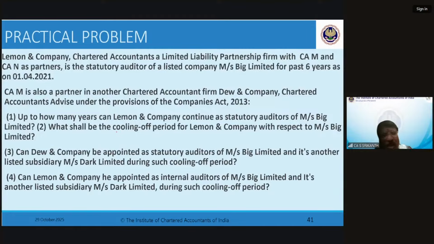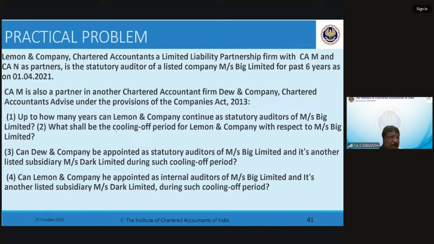See, friends, simple concept here. First, understand one thing. The law only talks about not appointing a person as internal auditor when he is the statutory auditor. Now, once the cooling period starts, Lemon and Company is no longer statutory auditor. Therefore, 144 will not apply. Therefore, Lemon and Company can be appointed as internal auditor in Big Limited. Obviously, in Dark Limited also, provided Lemon and Company is not the statutory auditor of Dark. Got my point? Because then 144 will apply.